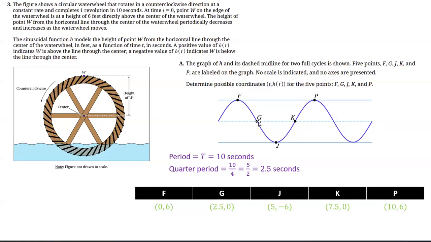And then you can probably guess that G and K are at these horizontal points over here, horizontal quote unquote, okay? So they're at a height of 0, and you could probably guess that it happens halfway between F and J and halfway between J and P, okay? Which, if you remember, all these important points, the max, the min, and the mids are all separated by a quarter period, 2.5 seconds. That's another way to do it, okay?